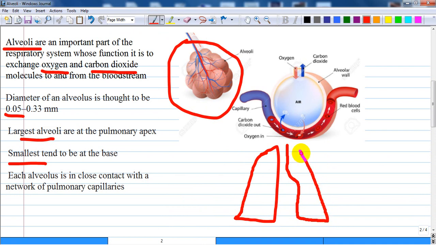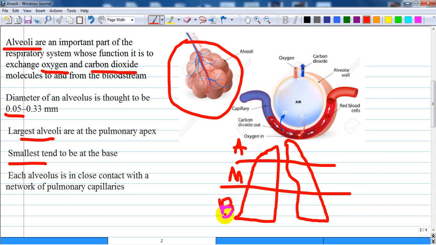And how about the lungs? We have lungs divided in three portions: upper or apex, middle, and lower or base of the lungs. So the largest alveoli are at the pulmonary apex. The smallest tend to be at the base. And in the middle section they are of middle size.